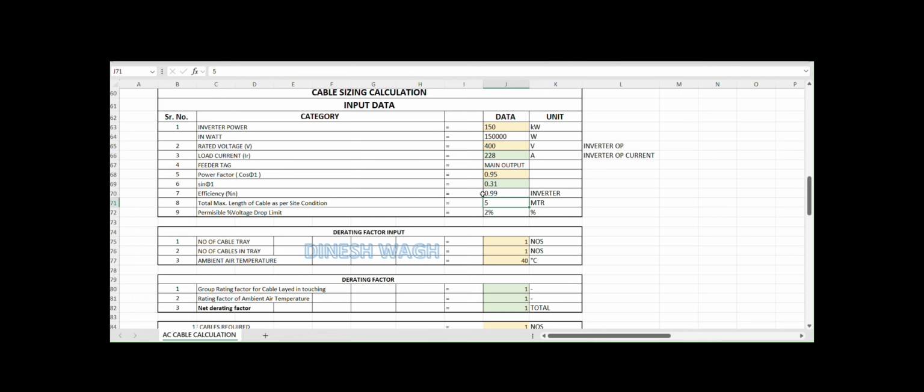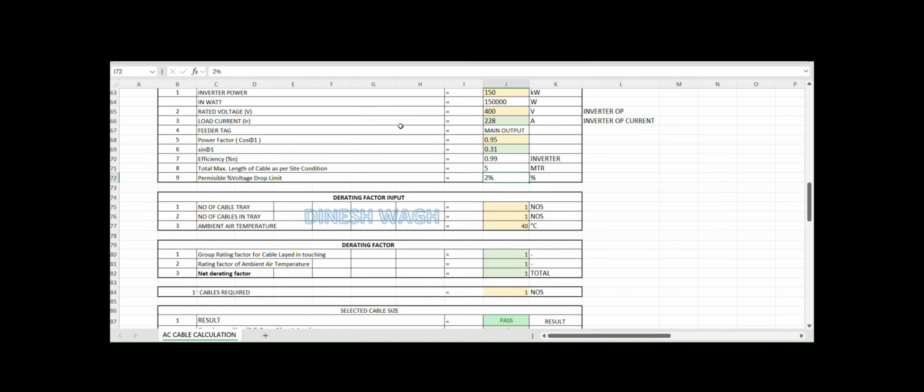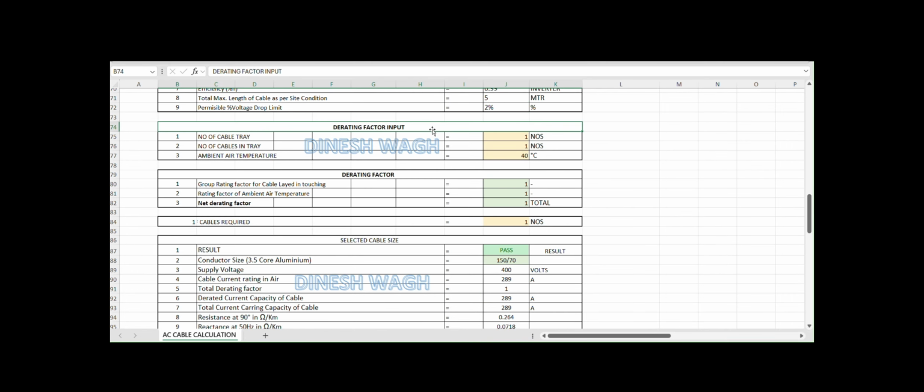Permissible percentage voltage drop limit. So here I am allowed 2% voltage drop. The derating factors we are going to consider here are the number of cable trays, the number of cables in the tray, and the ambient air temperature, because we are calculating for cable laid in air using a cable tray.